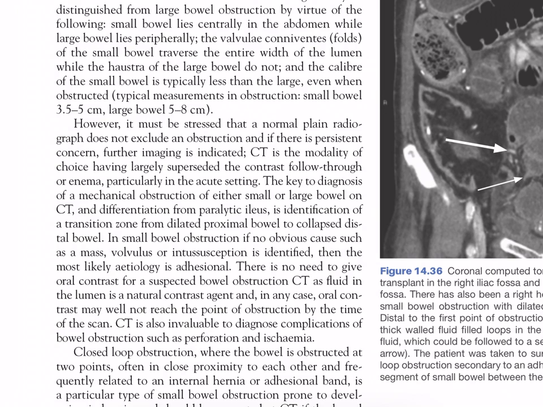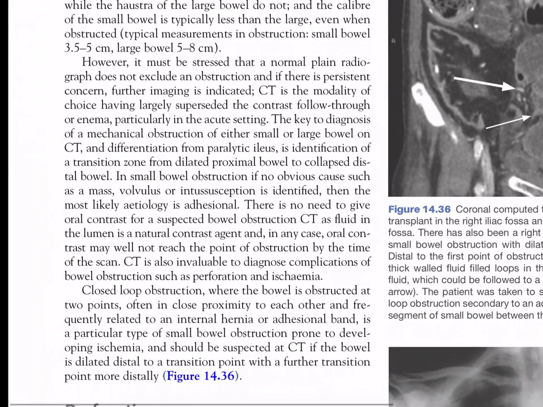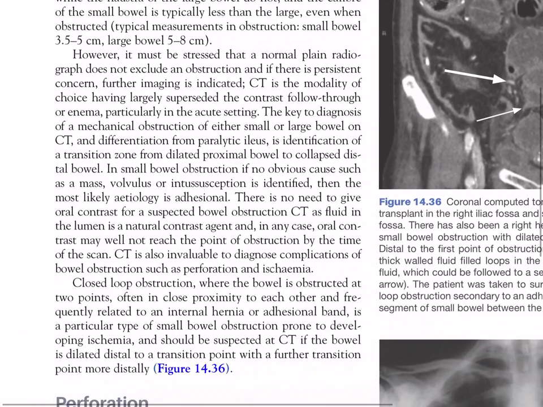In small bowel obstruction, if no obvious cause such as a mass, volvulus or intussusception is identified, then the most likely etiology is adhesions. There is no need to give oral contrast for a suspected bowel obstruction CT, as fluid in the lumen is a natural contrast agent, and in any case oral contrast may well not reach the point of obstruction by the time of the scan. CT is also invaluable in diagnosing complications of bowel obstruction such as perforation and ischemia.